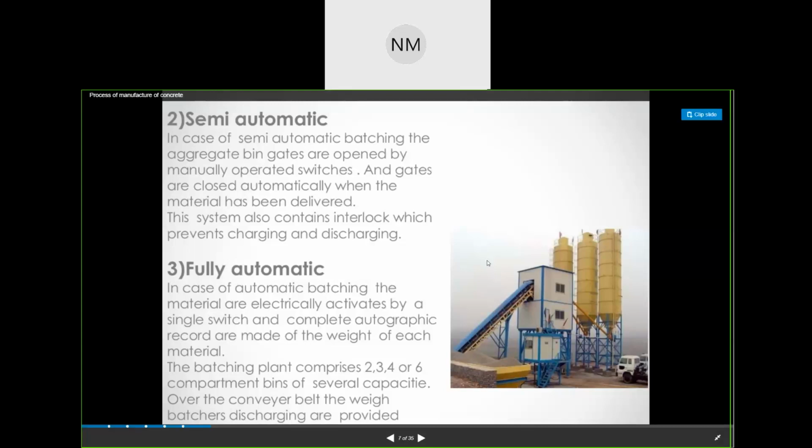Below the bins, over the conveyor belt, the weigh batchers for discharging are provided. Here it is fully automatic, you understood, everything is done automatically with the switch. Weight will be taken of the materials required for the concrete, and then they will be mixed together here, and with the help of the switch it will open again, and the quantity you want will be delivered with the conveyor belt. Okay, so this was your weigh batching.